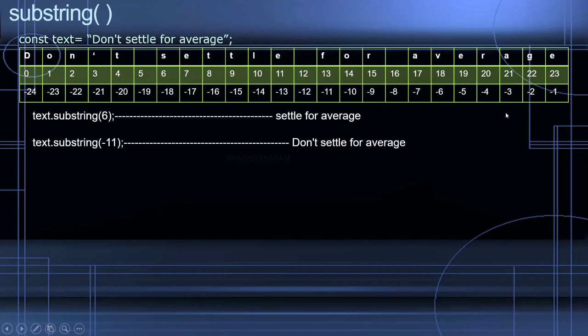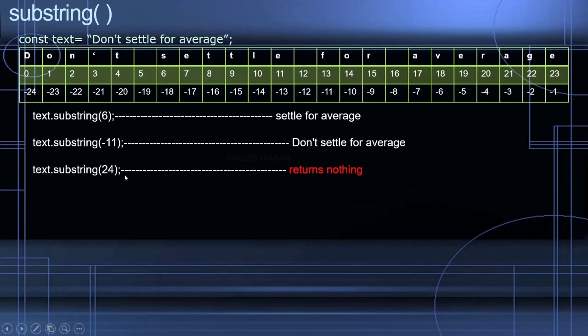But in the slice method, we have seen that if we give minus 11, it is counted from here till the end, and we were getting the result. Then if I give 24, the index number ends at 23. If I give 24, same, I will not get anything. In the slice method also, for this I will not get anything.